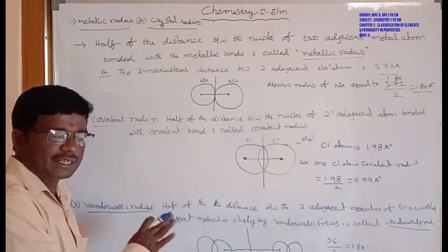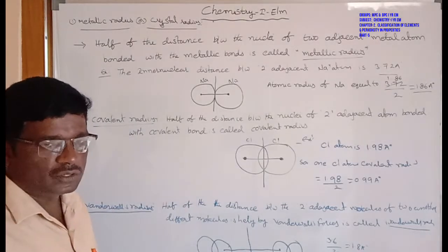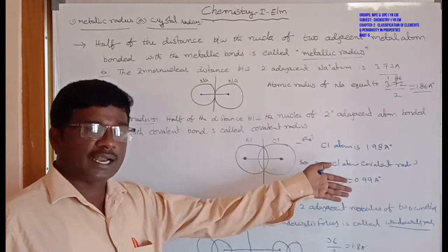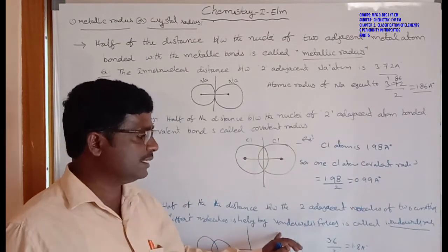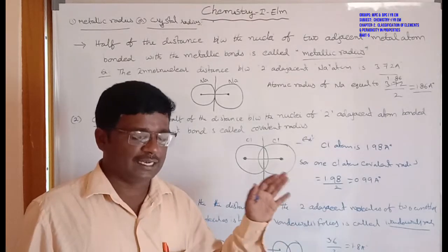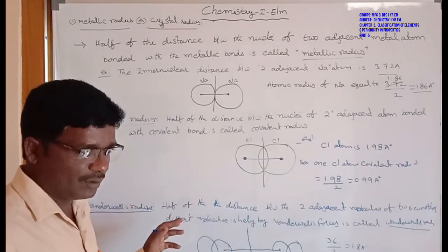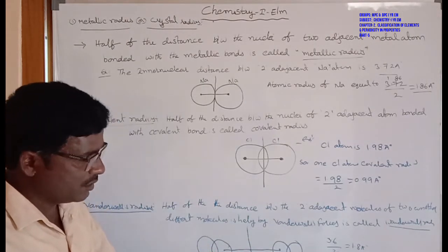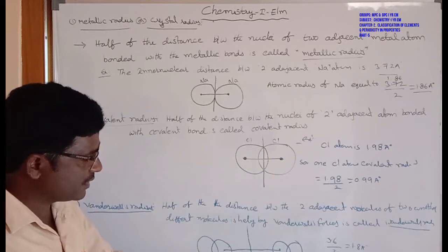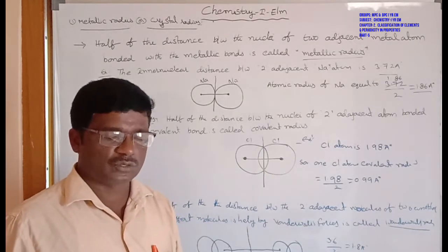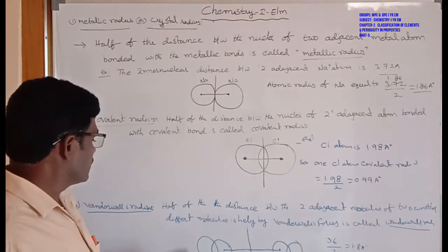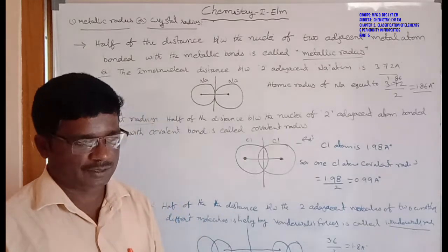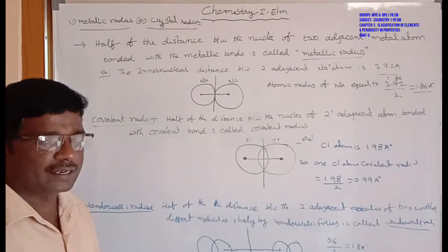Once again, half of the distance between the nuclei of two adjacent molecules held by van der Waals forces is called van der Waals radius. Example: the internuclear distance between two adjacent chlorine molecules is 3.6 angstroms. So the van der Waals radius of one chlorine molecule is 3.6 divided by 2, which is equal to 1.8 angstroms. That is the different atomic radius.